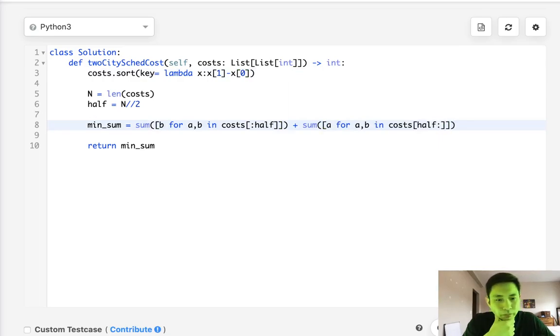So hopefully that helps you solve this question. It's supposedly easy, but I thought it was rather tricky.